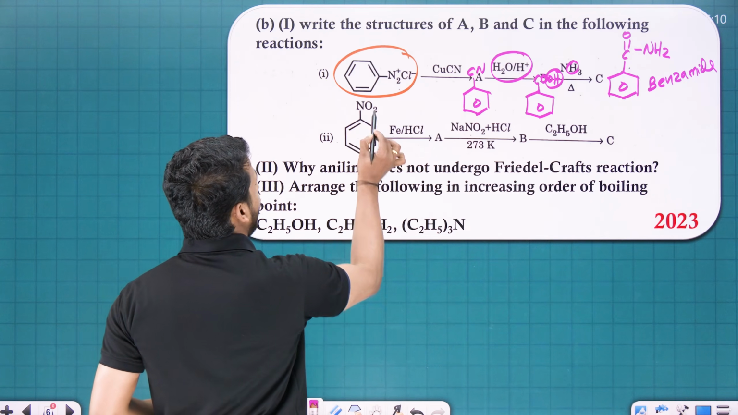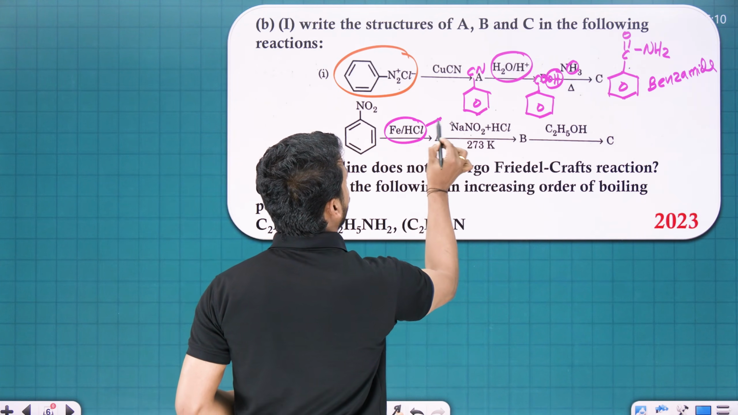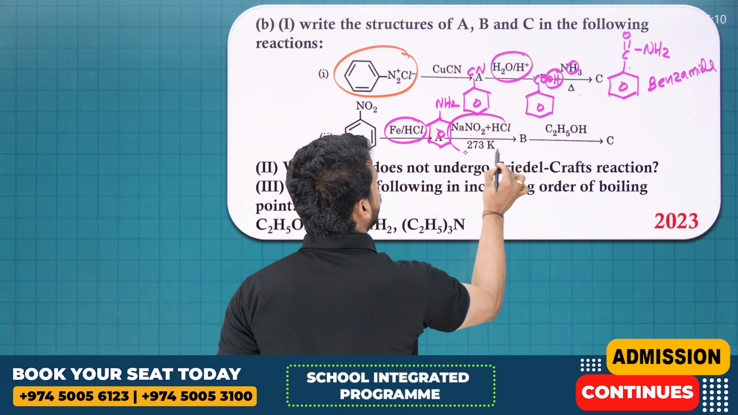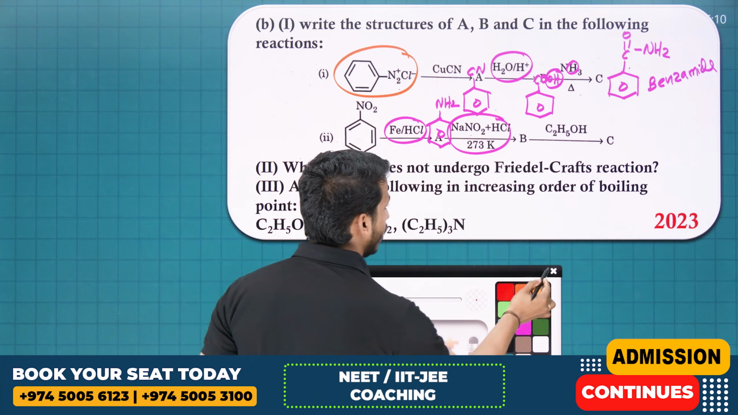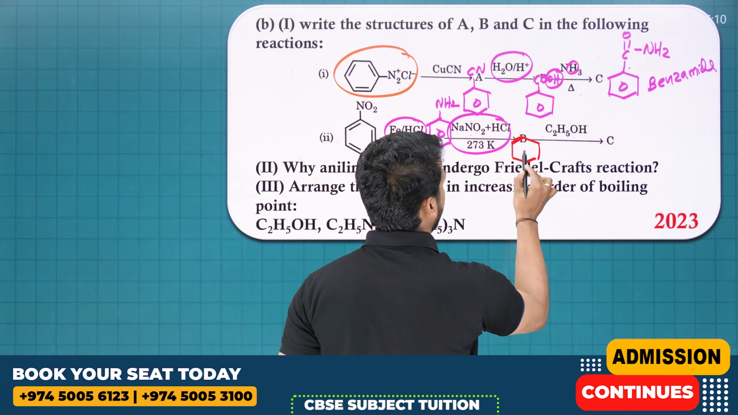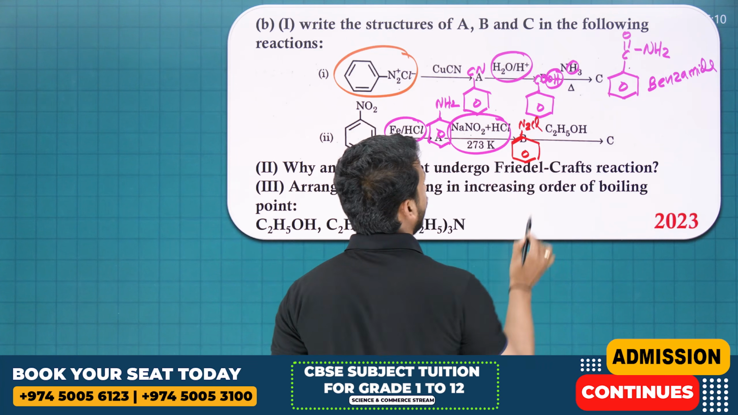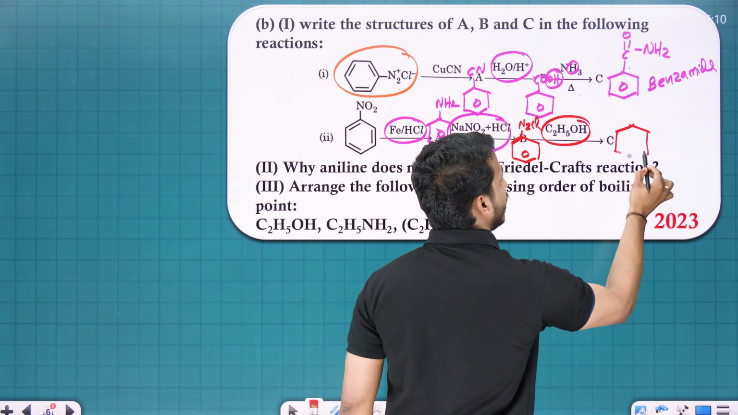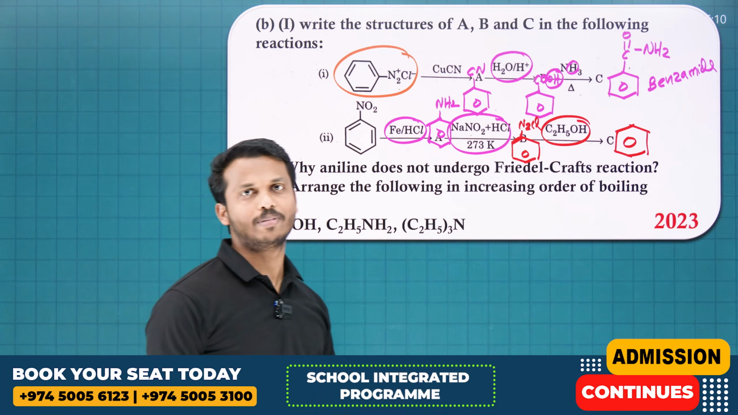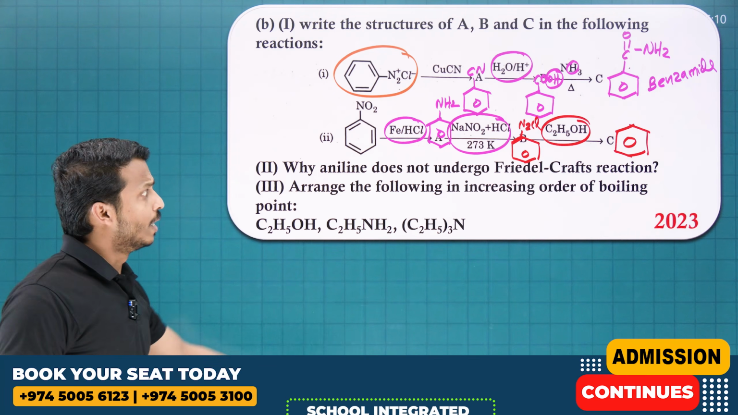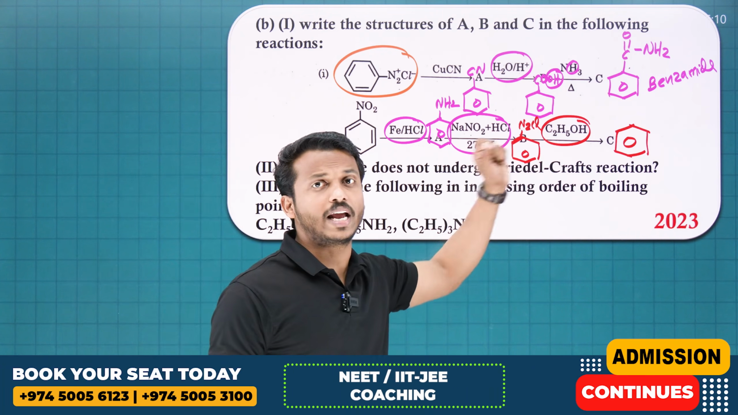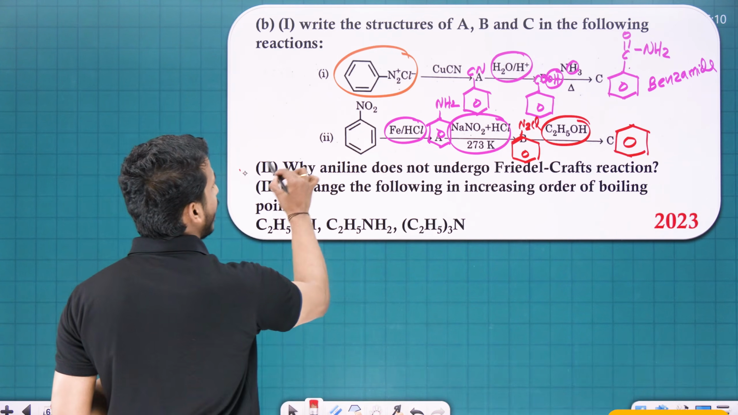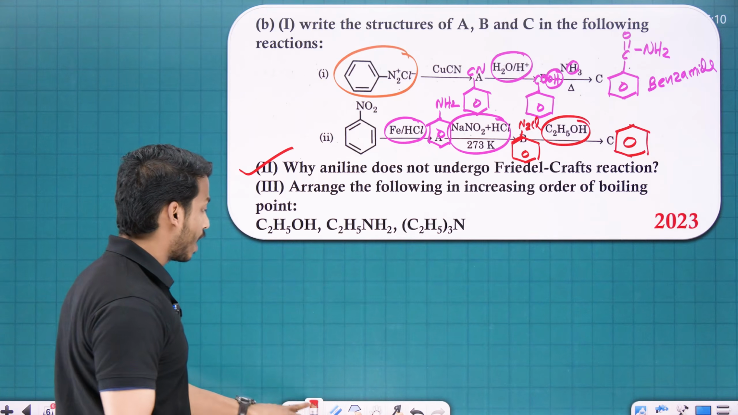And this is nitrobenzene. Nitrobenzene on reduction, what do we get? Aniline, right? Aniline on diazotization, what do we get, my dear? We get benzene diazonium chloride, N2Cl. Diazonium chloride when treated with ethanol, what do we get, my dear? That is the product, what? Benzene. Benzene diazonium chloride when treated with ethanol gives benzene.